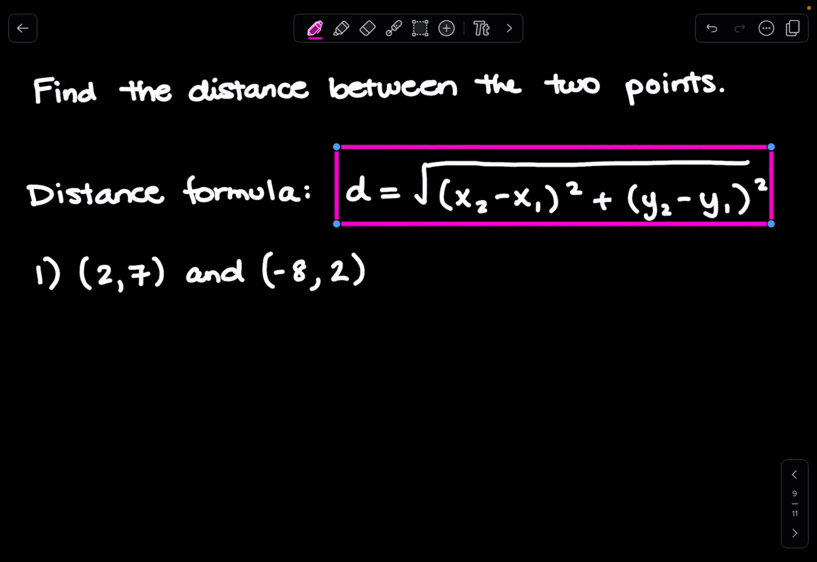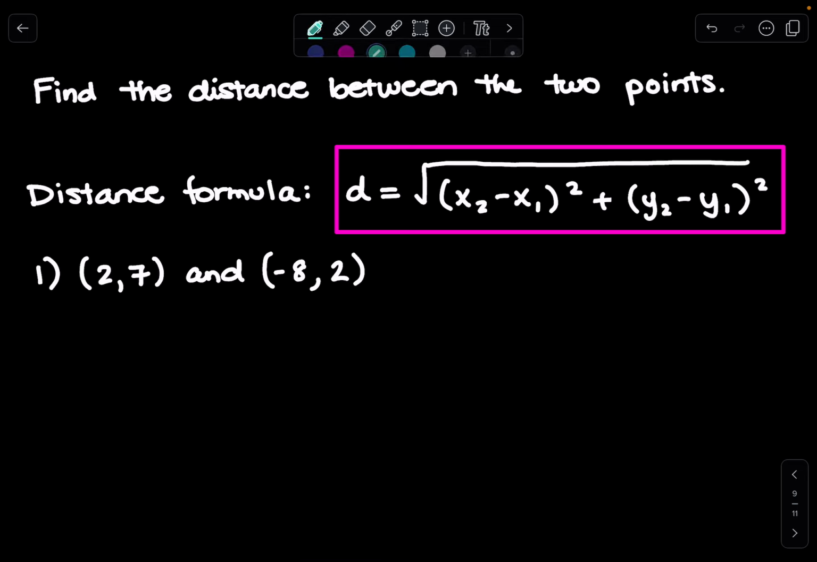Now, the first thing that you will notice with the distance formula is we have got multiple x values and multiple y values. So the x2 and the x1, the y2 and the y1. All this means is I'm just going to label each of the x's and each of the y's within the points that I'm using.